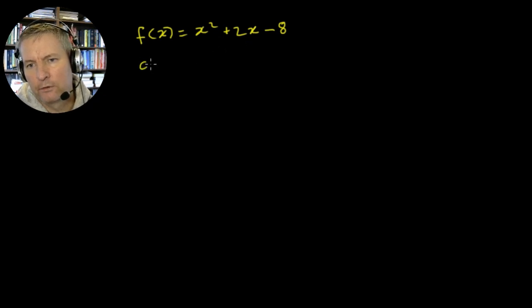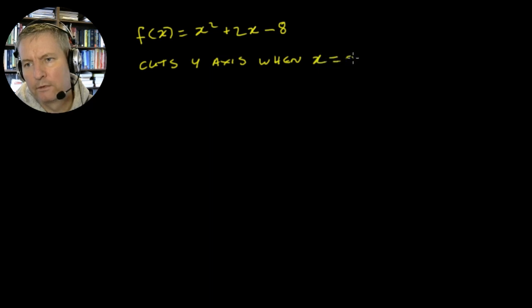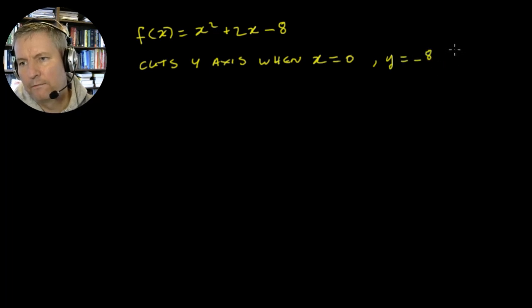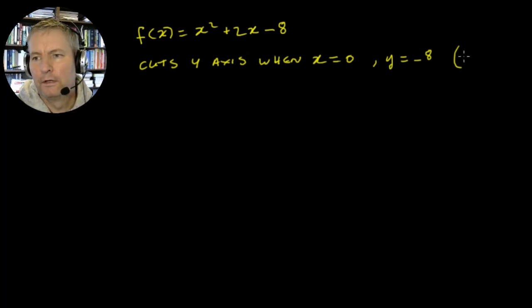So I'll just write that down. Cuts the y-axis when x equals 0. So that means that when x is equal to 0, it cuts the y-axis. So we put 0 in for the x here. So that's going to be 0 squared, 2 times 0, and you'll just get a value of minus 8. So y must equal minus 8. So the first point we have on our graph of this function is going to be the point (0, -8).